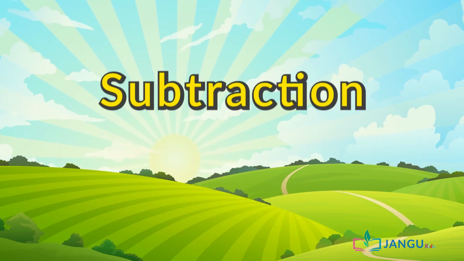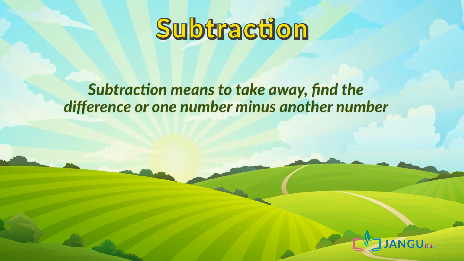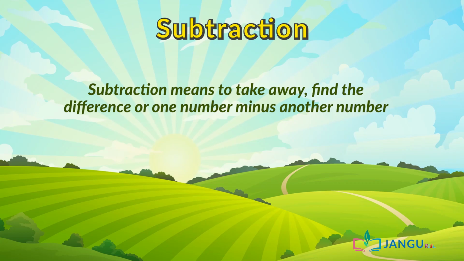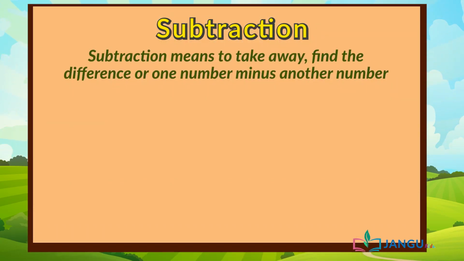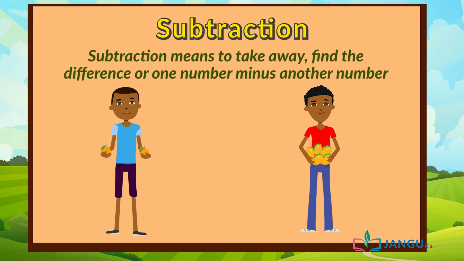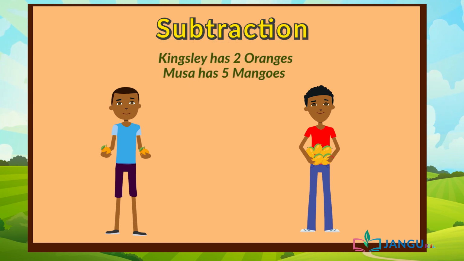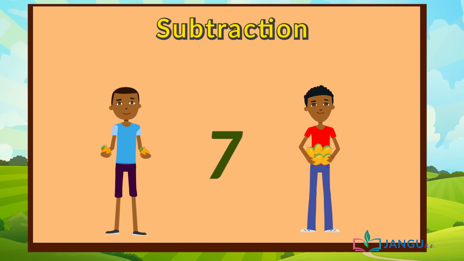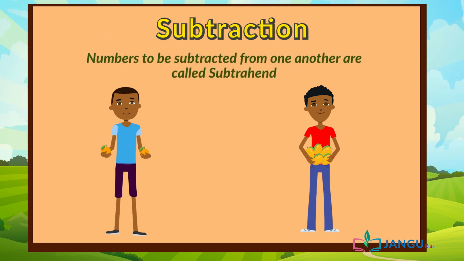And you ask, what about subtraction? Subtraction means to take away. Find the difference or one number minus another number. Now from our previous example of Kingsley and Musa, if you take away or minus Kingsley's oranges from the total number of fruits, how many fruits will be left? Remember, Kingsley has 2 oranges, while Musa has 5 mangoes. Together, they had a total of 7 fruits. Therefore, their total 7 fruits minus Kingsley's 2 oranges equals 5 fruits. 7 minus 2 equals 5. Numbers to be subtracted from one another are called subtrahend.